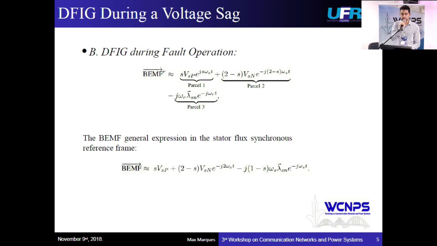So the last equation refers to the Benz in the stator flux synchronous reference frame, where the first parcel represents the operation in normal condition, with the voltage amplitude by positive sequence and the slip of the machine, according to the last slide that I showed you. In case of a symmetrical fault, you have two parcels, the first one and the third one, and the third parcel refers to the natural flux present in transients. When an asymmetrical fault occurs, we have the three parcels, the first one and the second one, which refers to the negative sequence voltage. You can see that in an asymmetrical fault, the Benz variable will behave according to twice the grid frequency, and in symmetrical faults, the Benz will behave according to the frequency of the grid.